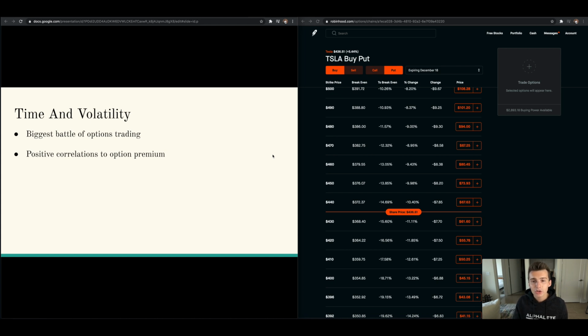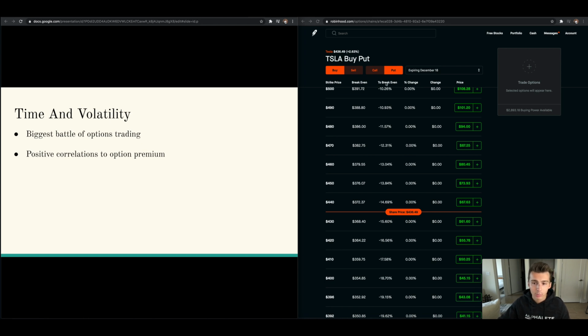However, the issue becomes, can you predict that in the correct time frame to make you the most money? That is where things get challenging. But I will say that time and volatility both have positive correlations to the option premium. So the more volatile the stock, the higher the option premium is going to be generally, and the more time you have until the expiration, the higher.